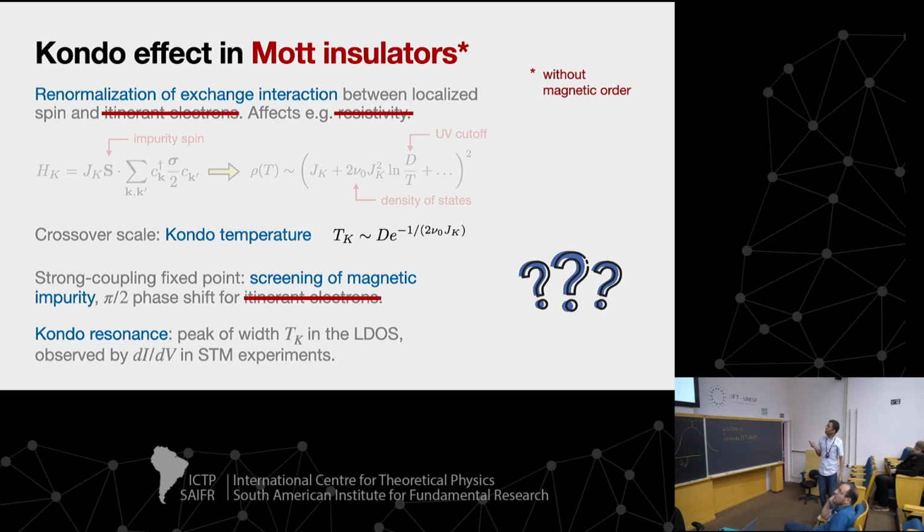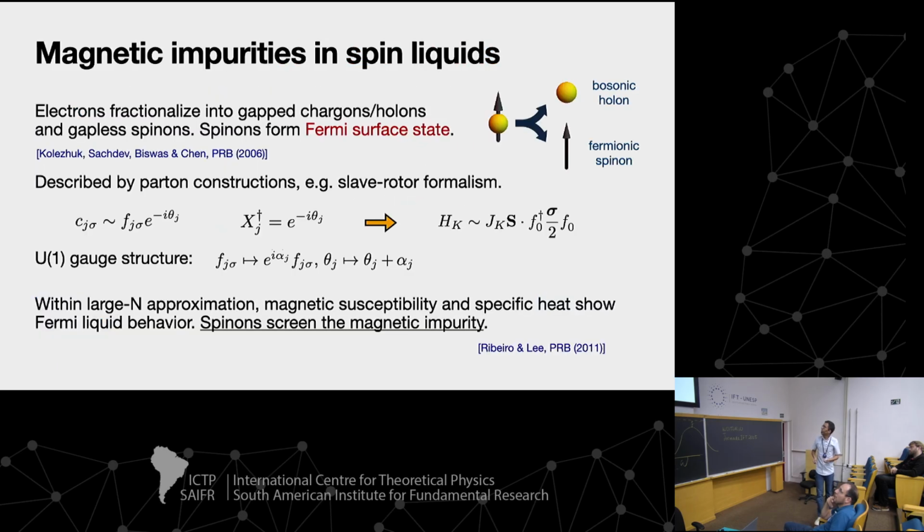So by Mott insulator here I mean a phase that will have a charge gap but no magnetic order, namely a quantum spin liquid of some particular kind that I'm going to specify now.